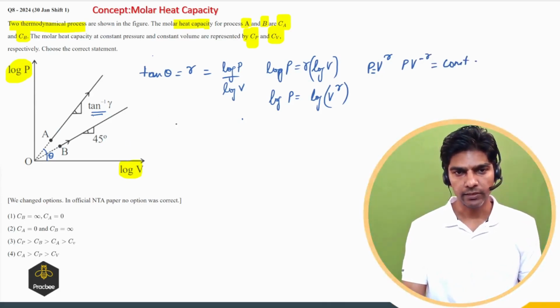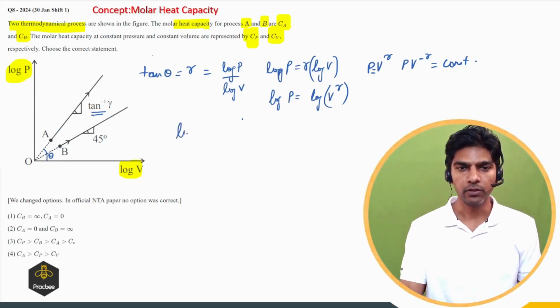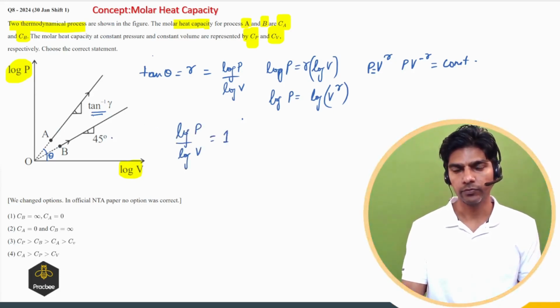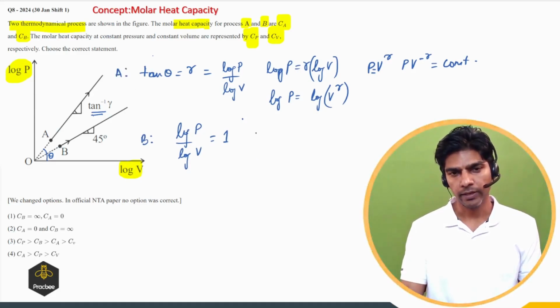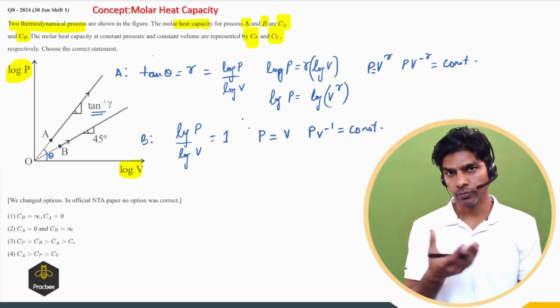Similarly, for the second process, the slope is given as 1, since tan 45 is 1. So we can say log P by log V will be 1 for process B, and this is for process A. From this we can say P will be equal to V, or we can say P V raised to power minus 1 will be constant. So now we know the relation between pressure and volume for both the processes.